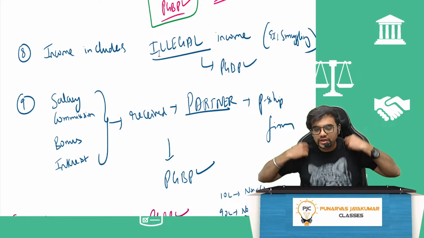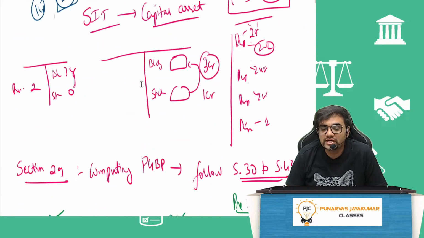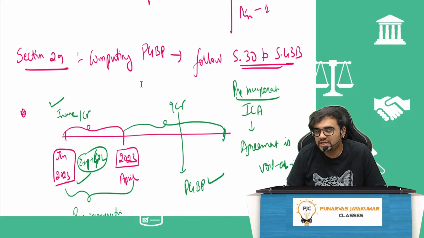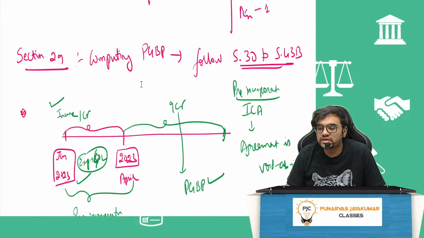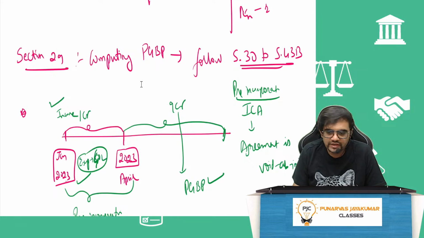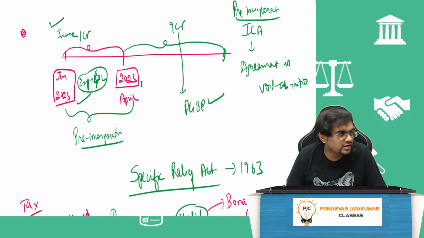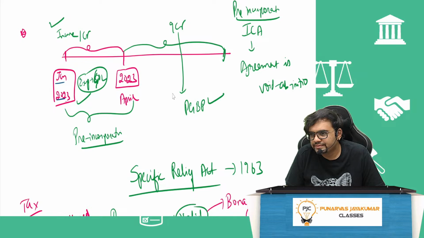Next. So moving on guys, this is section 28. Section 29, what does it say? 29 says, while computing PGBP, you should follow sections 30 to 43B. Very, very simple. So first of all, we have to understand that, and then also there was a doubt when there is an incorporation of a company which happens, let's say, in January 2023, right?